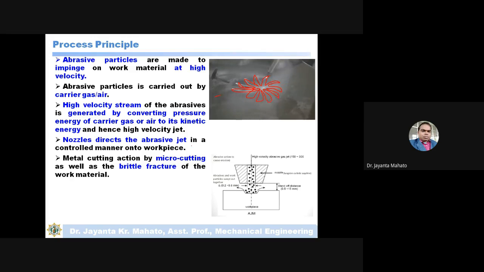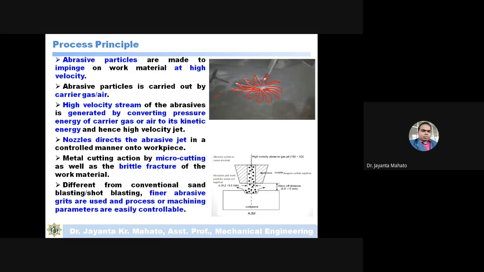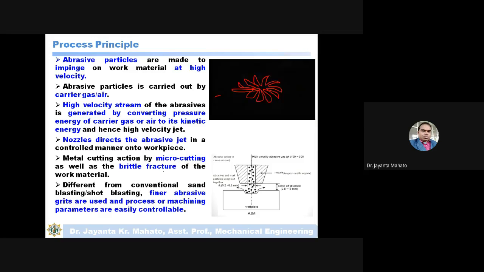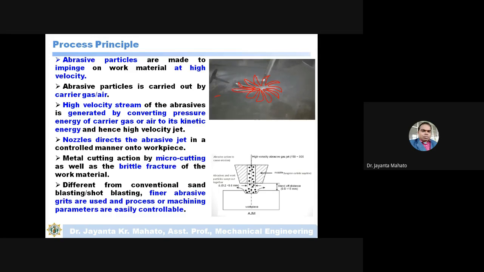Metal cutting action is by micro cutting as well as brittle fracture. Means the metal cutting here is actually at a micro level, micro cutting, and the fracture surface you get, these fractures are like a brittle type fracture. Okay, different from conventional sandblasting and shot blasting process. Means this process is different compared to conventional machining processes like blasting and shot blasting.